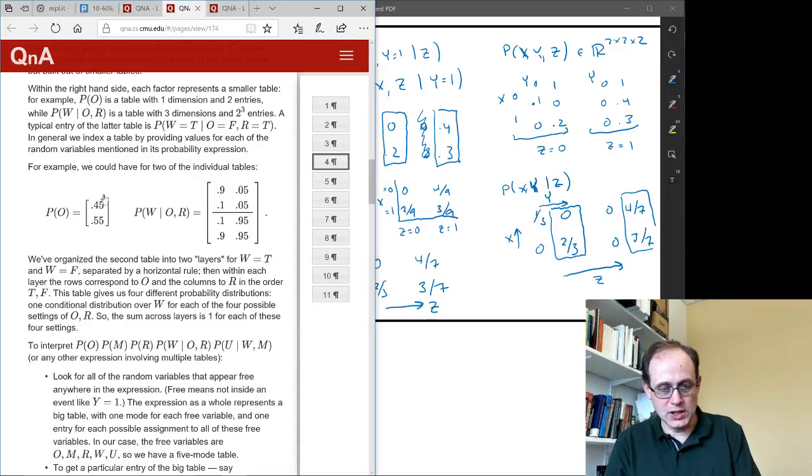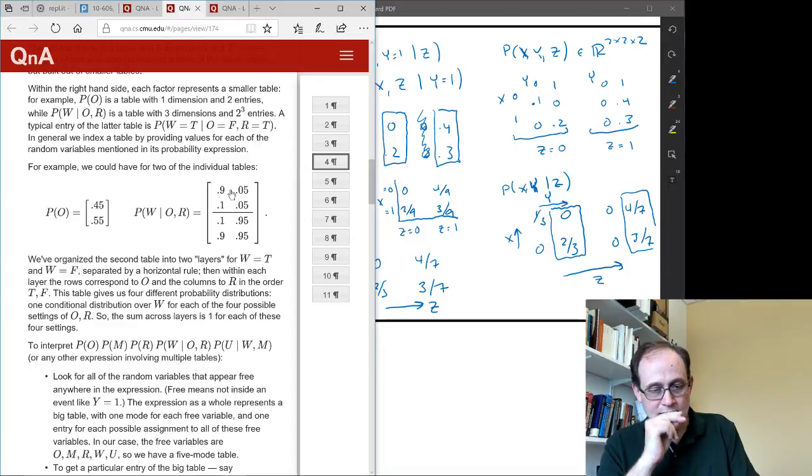So P of O is a table with 1 axis, 1 dimension, 2 numbers that sum to 1. Here is P of W given O and R. It's 8 total numbers. And I've represented it as 2 layers, each of the layers being 2 by 2. So we have W equal true and false for the top layer and the bottom layer. And then within each one, the rows are O, the columns are R. And so this table here gives us 4 different probability distributions, right? For each possible value of O and R, we have a conditional distribution of W given that value.